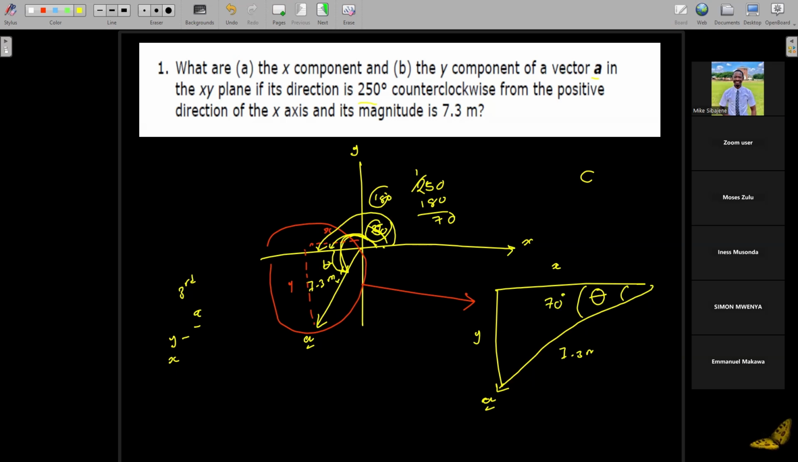It's simple, basic mathematics. We know that the x component is r cos theta and the y component is equal to r sin theta. So the x component will be given by, my r is 7.3, isn't it? Someone punch 7.3 cos 70, and someone else also punch 7.3 sin 70. What are you getting?